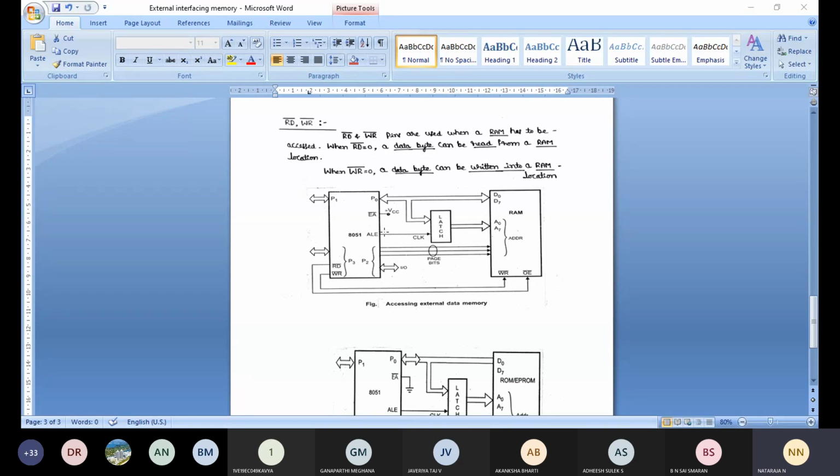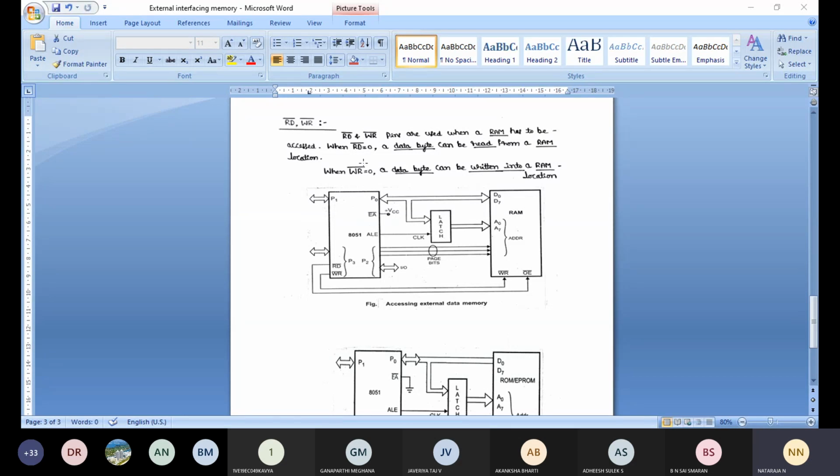Here, with respect to the read and write pins, we are going to use them when RAM has to be accessed. When RD is equal to 0, a data byte can be read from a RAM location. RD equal to 0 means RD bar is equal to 0, which actually is a logic 0. But we already have the RD bar signal, the whole bar. If I give logic 1, it will be logic 0. If I give logic 0, it will be logic high. That is the meaning.